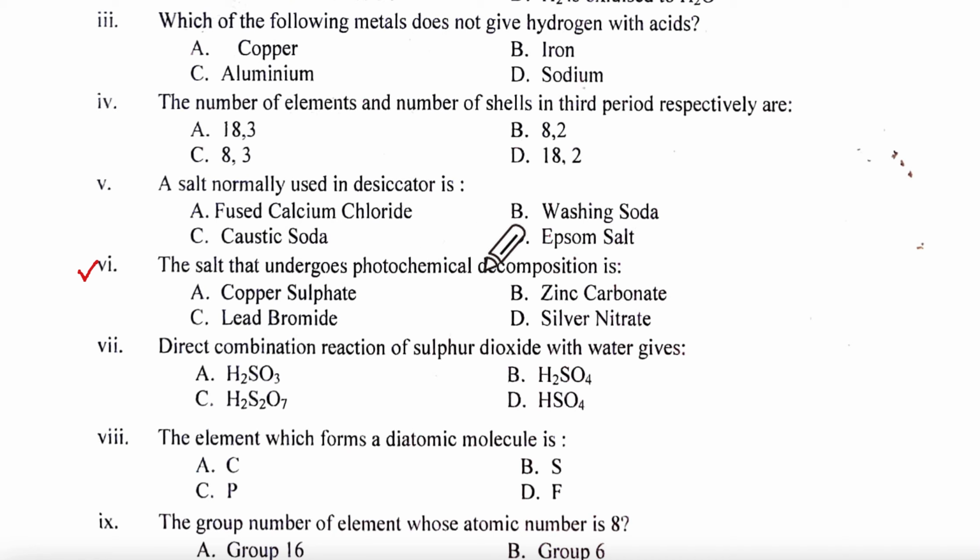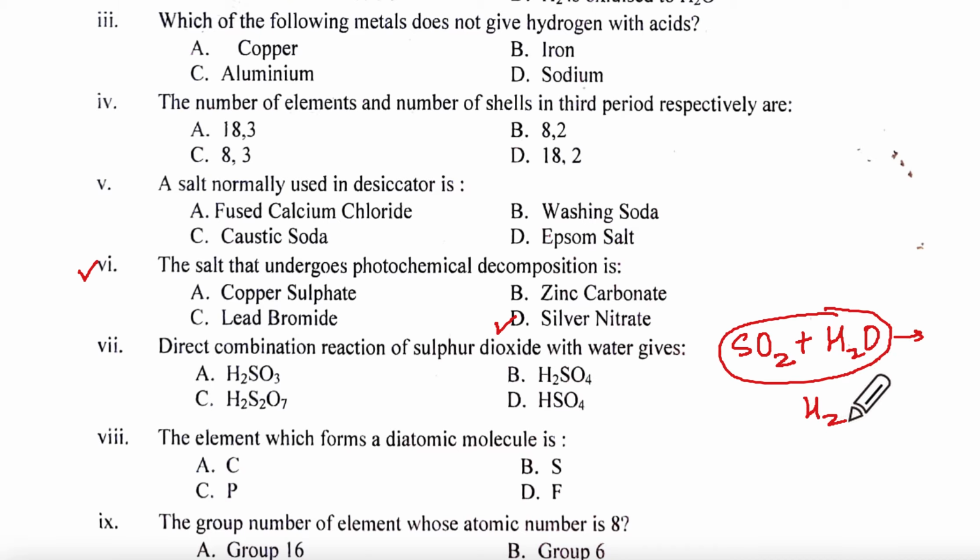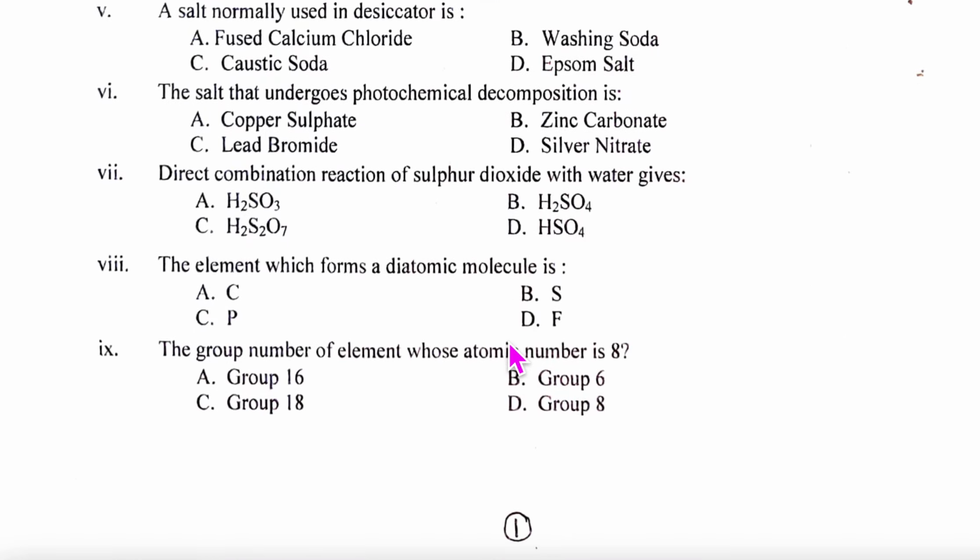The salt that undergoes photochemical decomposition will be a silver compound. Where is the silver compound? Okay, direct combination reaction of sulfur dioxide with water. So SO2 is sulfur dioxide and water means this. If it is combination, it will become H2, then S, and how many O's do you see? So which one of these is this? Making sense? Yes, ma'am.